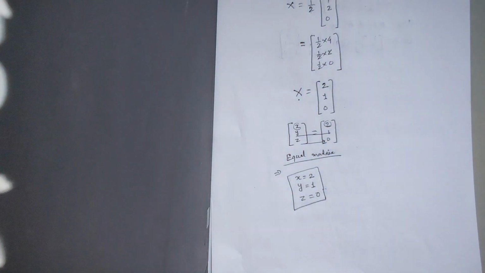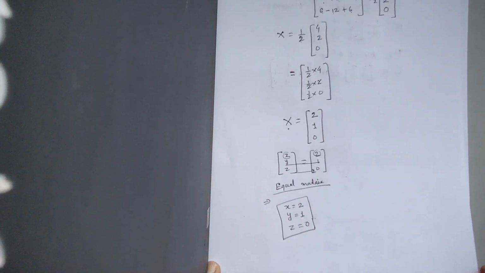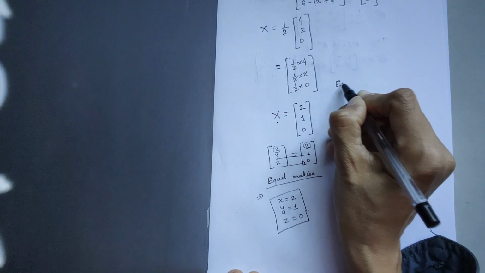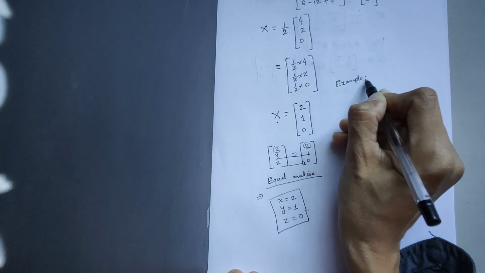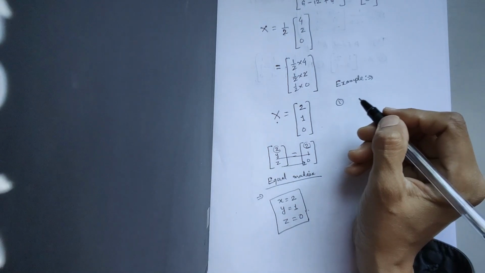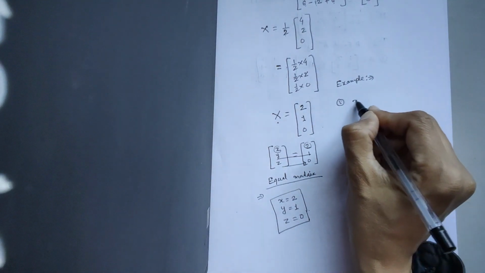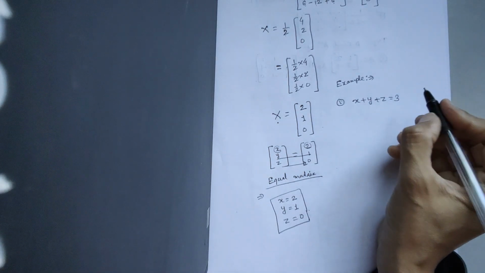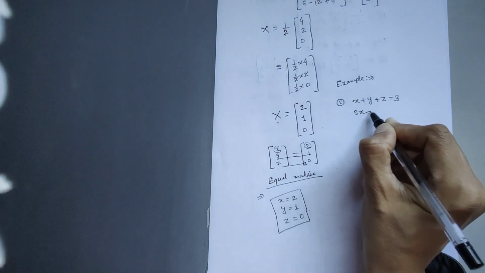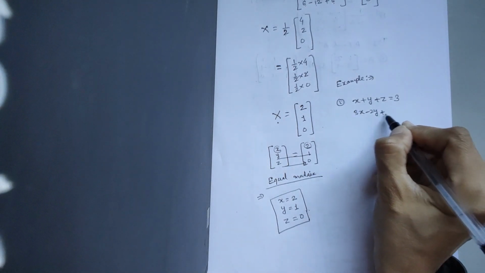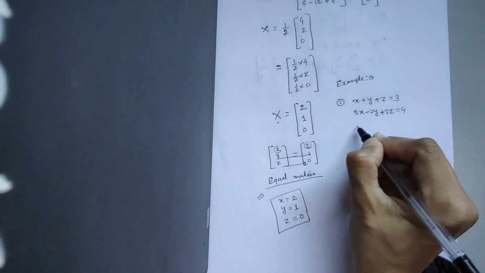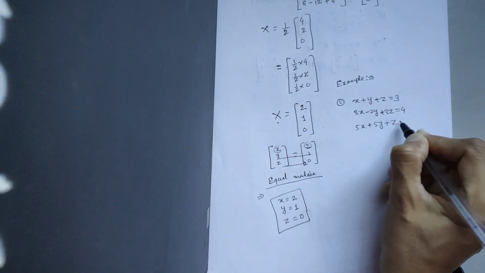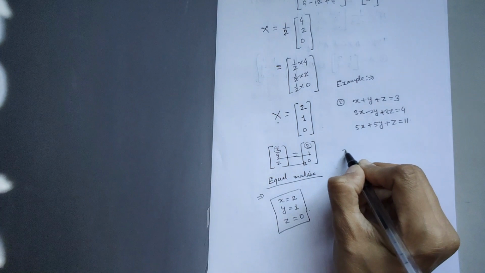Okay. So I hope you understand this. Try to solve some examples. So I'm giving some examples here. Try to solve this. First one is x plus y plus z equal to 3, 3x minus 2y plus 3z equal to 4, 5x plus 5y plus z equal to 11. Just try to solve this.